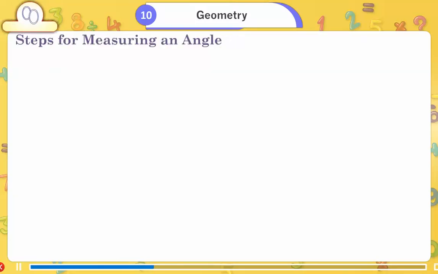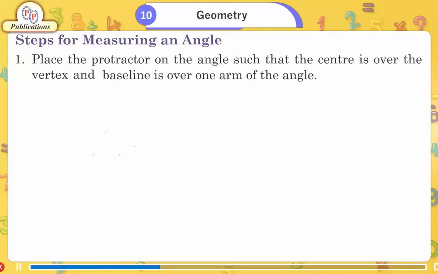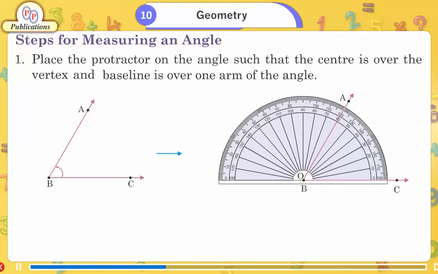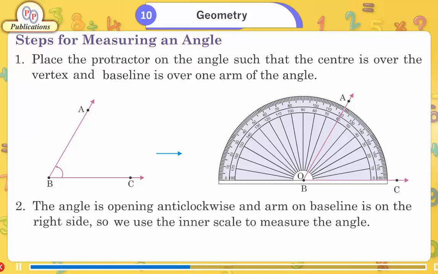Steps for measuring an angle. 1. Place the protractor on the angle such that the center is over the vertex and baseline is over an arm of the angle. 2. The angle is opening anti-clockwise and arm on baseline is on the right side. So, we use the inner scale to measure the angle.